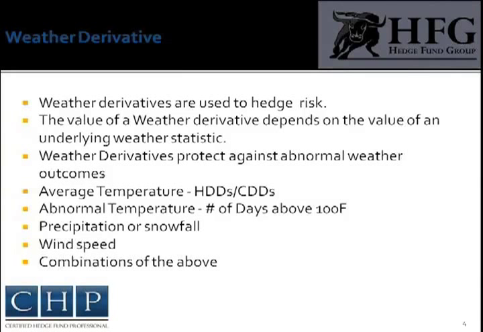Weather derivative risk can focus on average temperature, which is heating degree days divided by cooling degree days. They can focus on abnormal temperatures, which are the number of days above 100 degrees Fahrenheit, for example. Weather derivatives can focus on precipitation in the form of rain or snowfall, along with wind speed, or a combination of all those types of weather events.